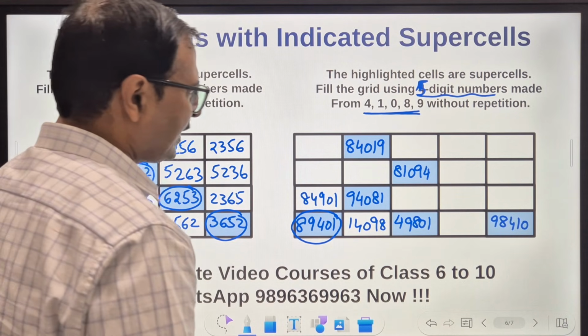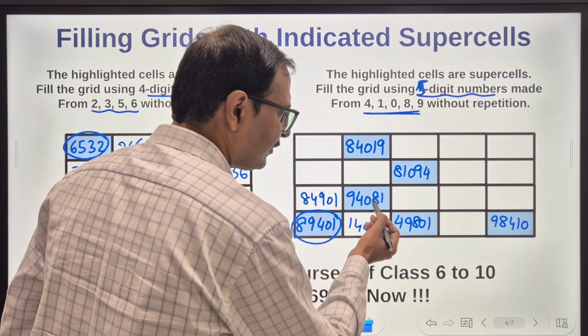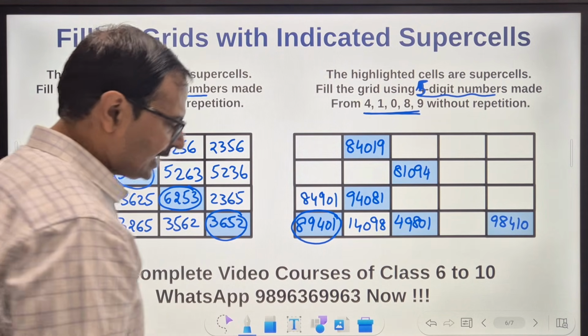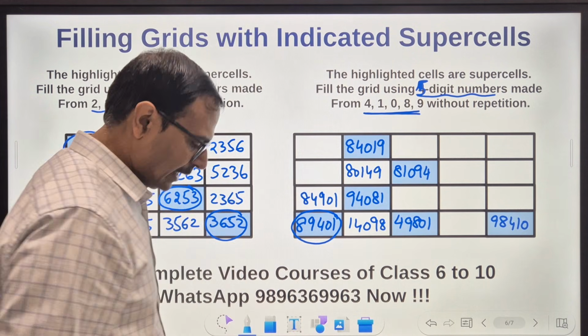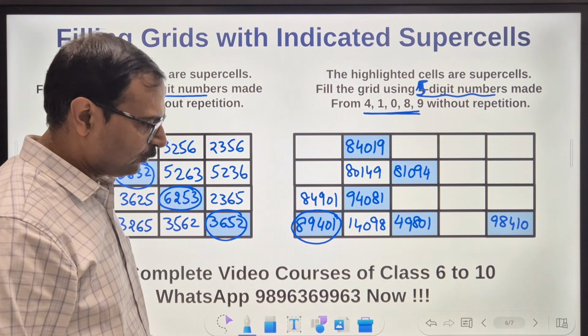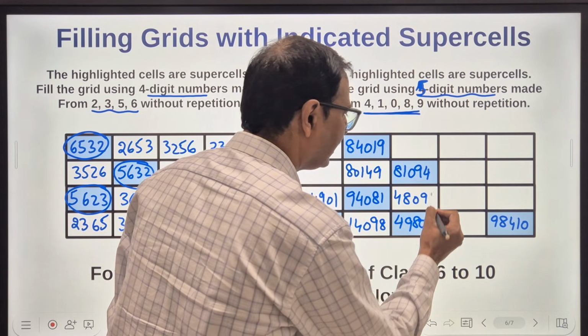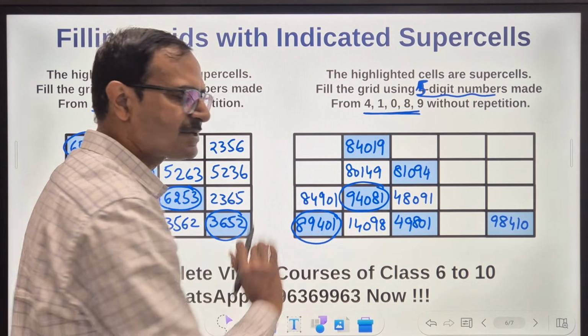Now let's make which one? Maybe this one, 94081 is a supercell by filling in these two numbers, and for that 80149 is the smaller number here, and corresponding to that 48091. So this becomes a supercell now. You can check all the 4 neighbors.